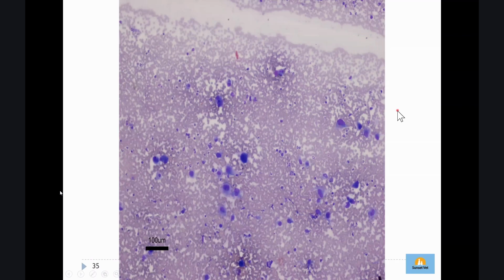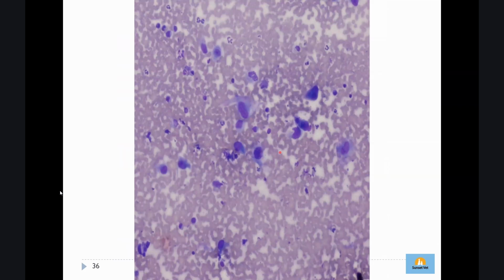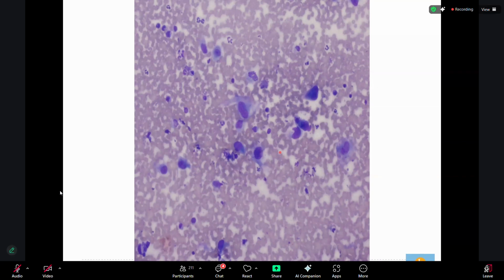Okay, there is another cytology also. Let's zoom. Okay, how about this one? Is it inflammation or is it cancer? 10 seconds, please help me. Cancer. Okay, good. Cancer, good. Okay, from the cancer, please help me tell, is it epithelial, mesenchymal, or round cell?